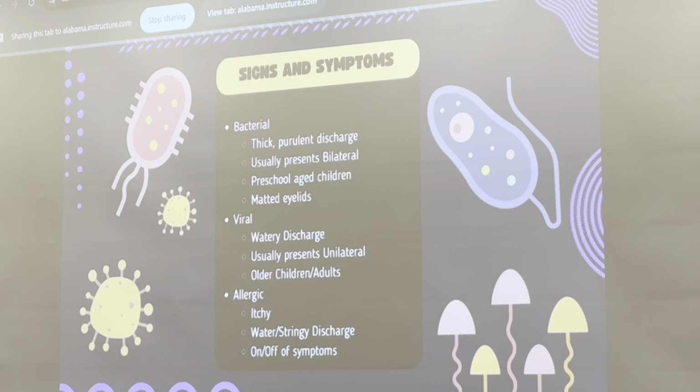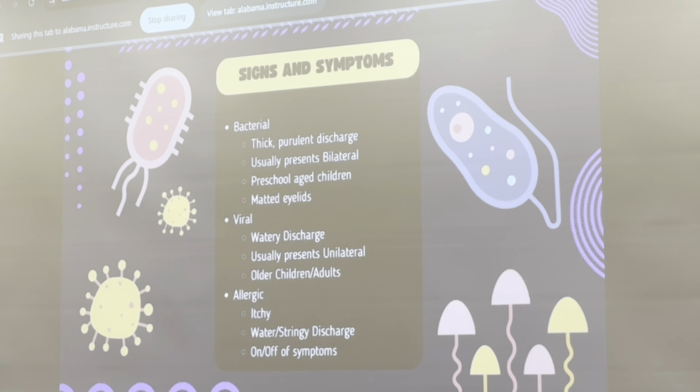Then we have a 3rd category, which is gonna be our allergic conjunctivitis. Key points with our allergic conjunctivitis is going to be the on and off of our symptoms. All right, what do y'all think that means? On and off of symptoms. What could that represent?